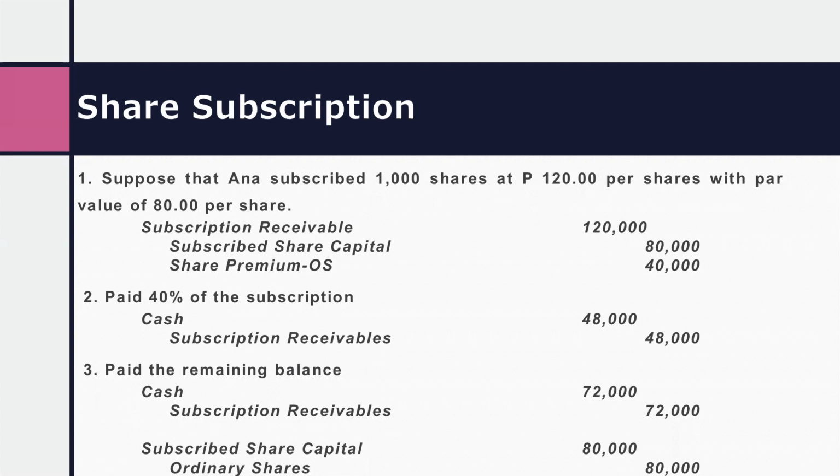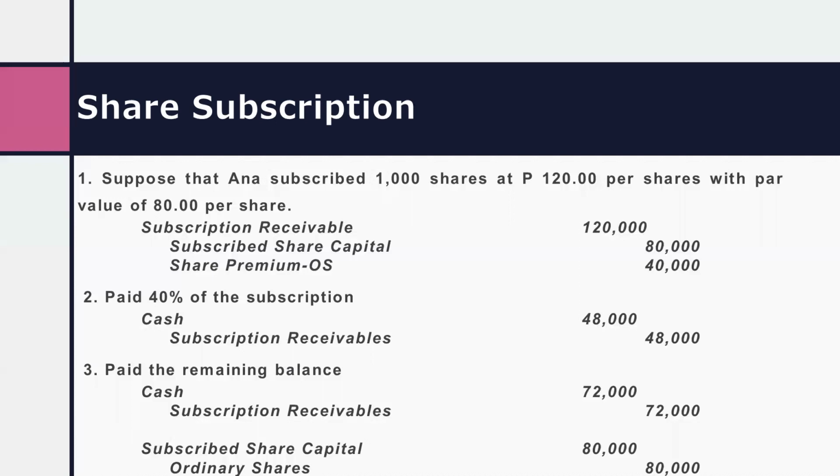So with that, this second entry here is actually to record the issuance of shares to the subscriber, since he has fully paid. So what was done: debit subscribe share capital 80,000 and credit ordinary shares for 80,000. So please take note of the entries here, because without these figures, for example, it becomes a pro forma entry.